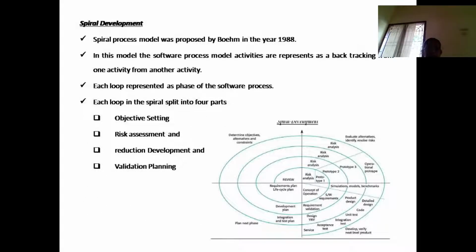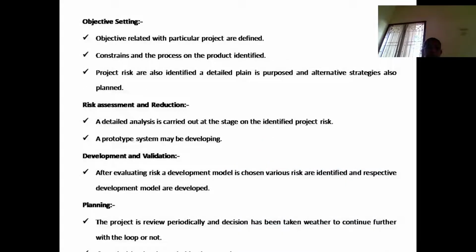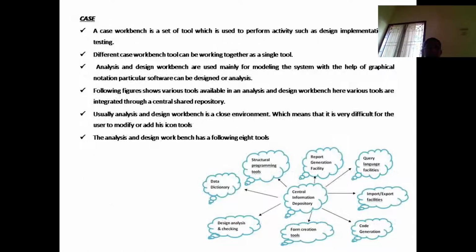Spiral development model. Here the risk analysis process is involved in the spiral development model. It was proposed by Barry Boehm in 1988. So these are all the activities: risk assessment, reduction, development, validation, planning.